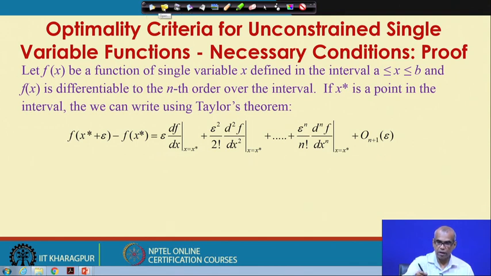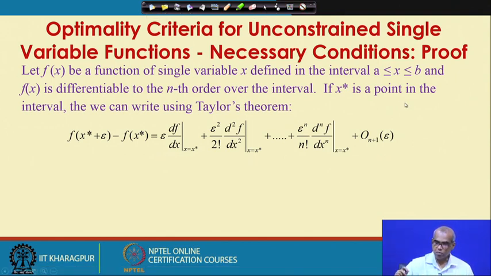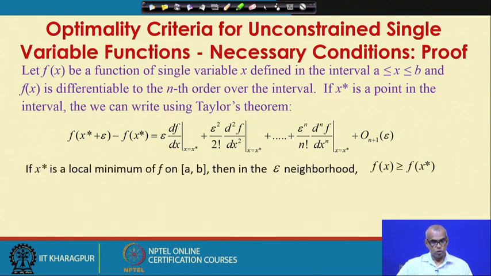So, this is what we can write from Taylor series expansion of the function f(x) around the point x star. So, x star plus epsilon is basically a small deviation around x star. Epsilon represents a very small deviation. So, if x star is the local minimum of f on the interval a to b, then in the epsilon neighborhood f(x star) will have minimum value because x star is minimum.